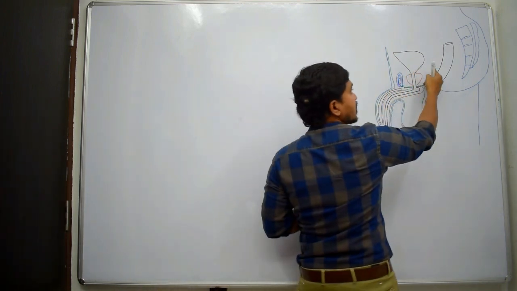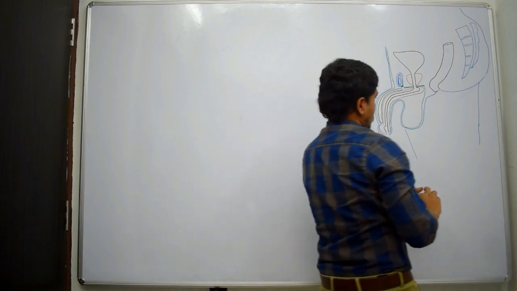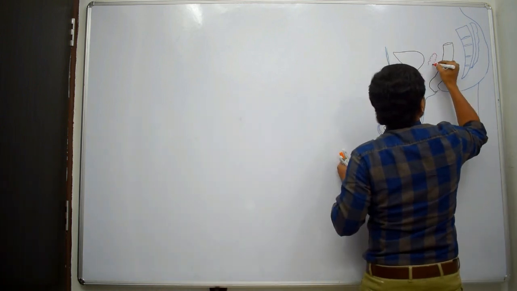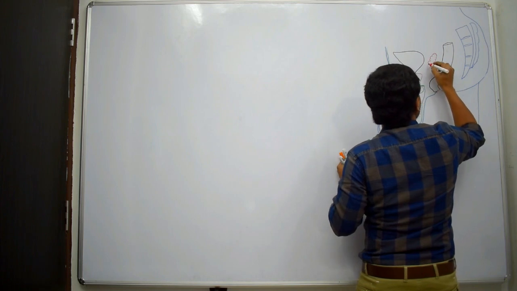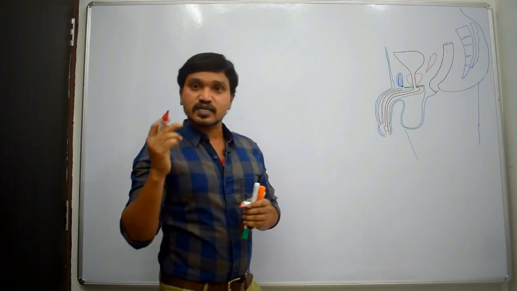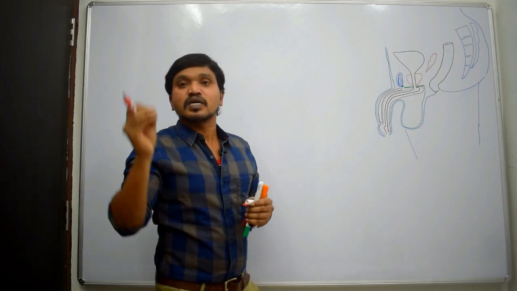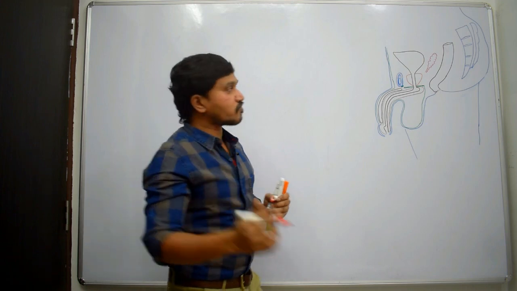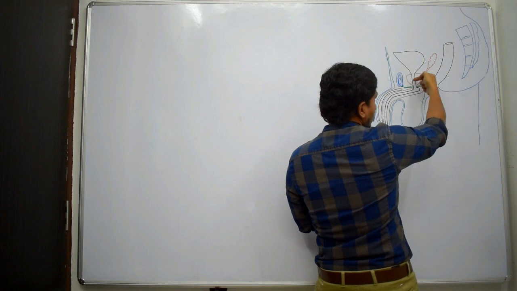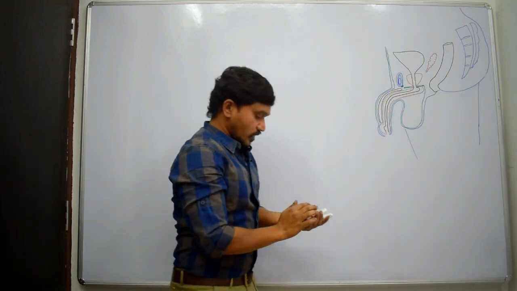Here I deliberately left a bit more space because I need to draw some other structures here. What are these? This is the seminal vesicle, right? And what is this? Duct of seminal vesicle. The duct of seminal vesicle unites with the ductus deferens. That means it unites with the vas deferens and forms the ejaculatory duct. That ejaculatory duct will be opening into the prostatic urethra. So I am going to show that.